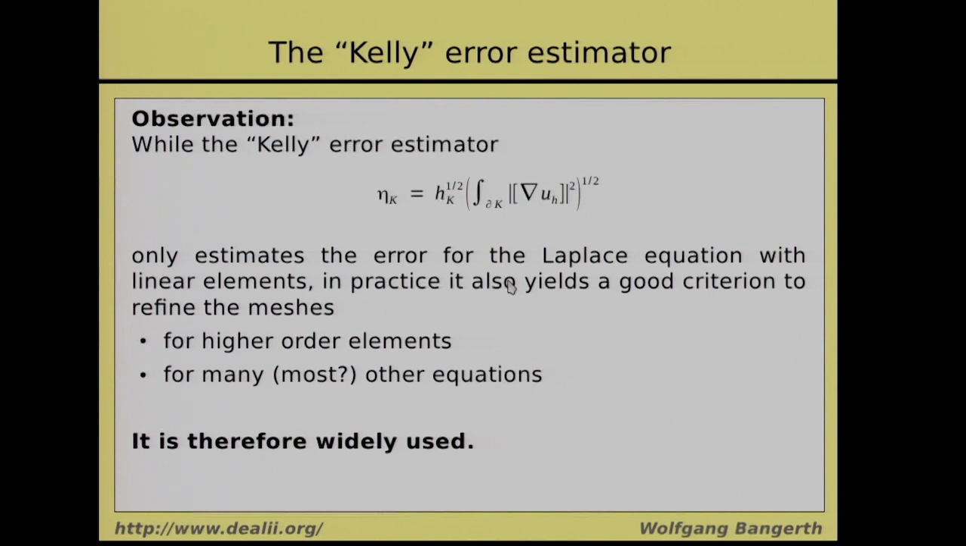And that has a lot to do with the fact that what the Kelly estimator really does is it measures the second derivatives, and just from the interpolation argument, we know that the second derivatives are exactly the sort of quantity that we would want to have for mesh refinement. So in practice, we use the Kelly error estimator not just for the Laplace equation and not just for linear elements, but for all sorts of things. And if you look through the deal.II tutorial programs, for example, you will find that almost all of them actually use the Kelly indicator. Whether that is, strictly speaking, valid in terms of a mathematical upper bound for the error or not, doesn't really matter. It produces very good meshes.